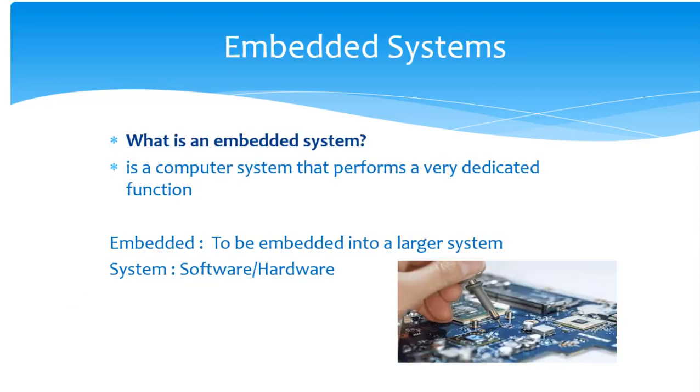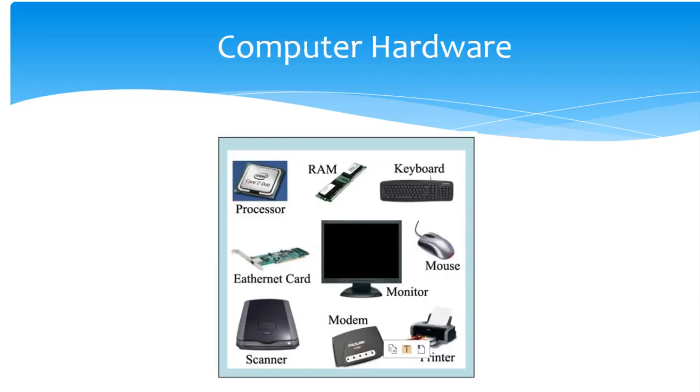What is an embedded system? An embedded system is a computer system that performs a very dedicated function. If we divide the embedded system definition into two words, we will get embedded, to be embedded into a larger system, and system, which means software and hardware together. Computer hardware like processor, RAM, keyboard, mouse, monitor, and so on.